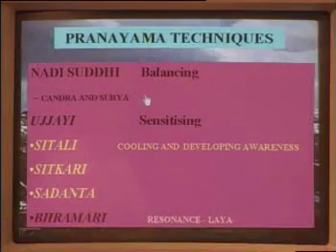With that, we now pass on to the types of pranayamas that we use here. The pranayama techniques can be classified into four main categories: the balancing type pranayama, sensitizing pranayama, cooling and developing awareness pranayama, and resonance and laya pranayama. The first one is the balancing pranayama, the Anuloma Viloma series: breathing in and out through the left nostril, through the right nostril, and alternate nostrils.